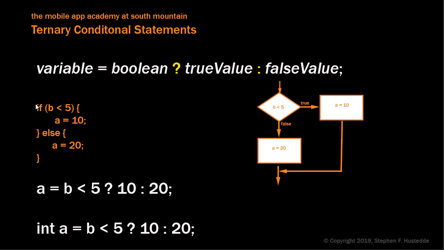So we can take this multi-line structure, though, and replace it with this statement. a equals our Boolean expression, b is less than 5, our question mark, the true value assigned to a would be 10, but if that is false, a value of 20 would be assigned to a. Now, if you haven't declared a, you can do that on the same line. So we can have int a equals that ternary statement.